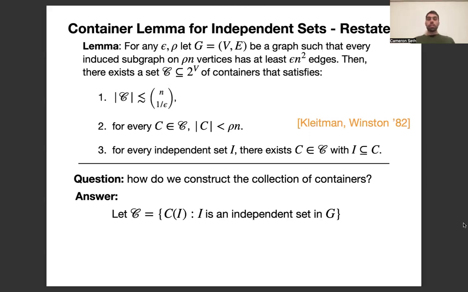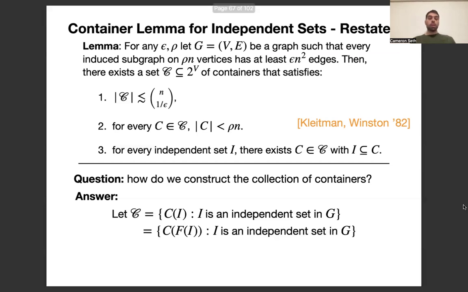And maybe surprisingly, all we're going to do is let the collection of containers be this: we're going to run this procedure on every single independent set in the graph. And you might be thinking, well, this collection is going to be very large because there are a lot of independent sets.